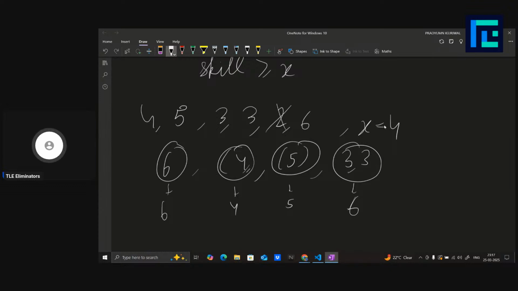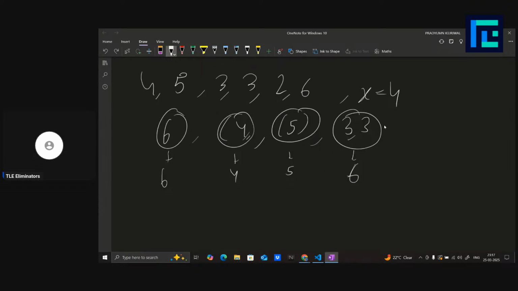Note that this 2 wasn't part of any team, but that's fine. So that's why the answer is 4. And it is possible to prove that we cannot make more than 4 teams. Okay. So how do we solve this?